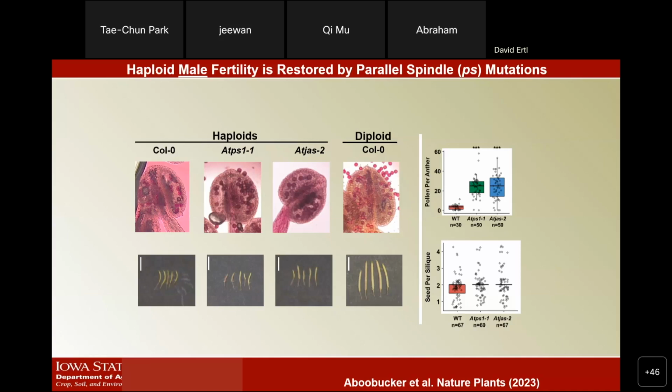And he not only found that it increases haploid fertility, but that it's haploid male fertility. He found that by just counting the pollen in these haploids of the mutants compared to the wild type, and the pollen scores in those mutants for JASON or parallel spindle were significantly increased, while on the female side, he was pollinating those haploid plants with pollen from fertile diploid plants and did not see any difference. So again, this haploid fertility is caused by haploid male fertility.